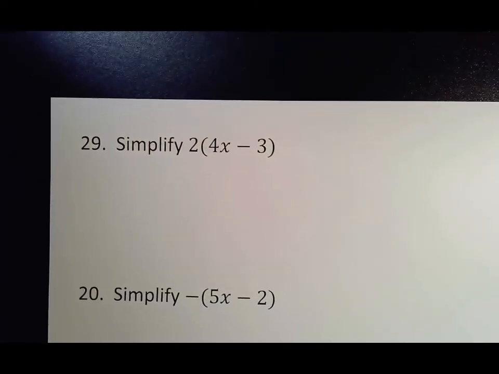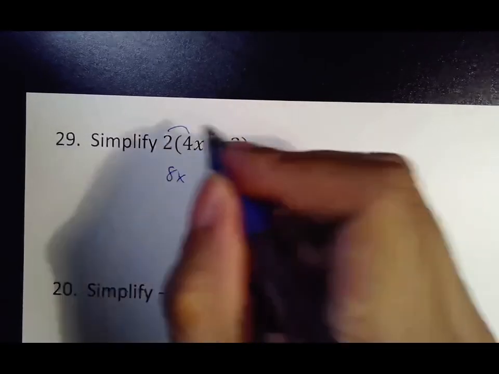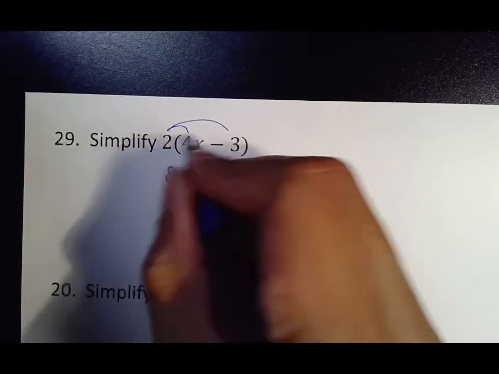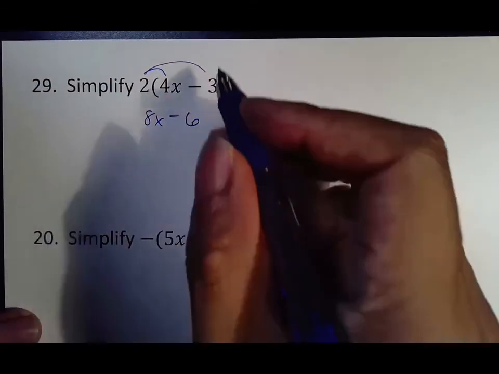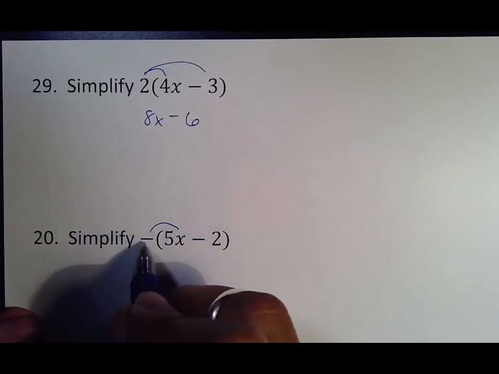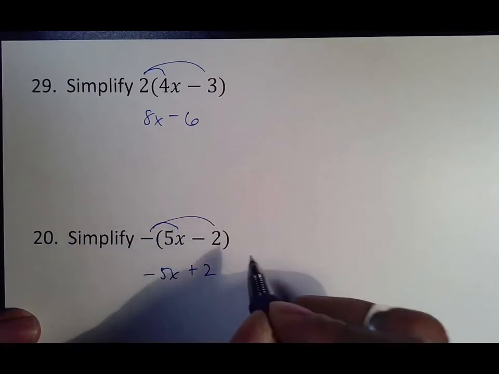And then the last two, which again are just pretty much about the same level. 2 times 4 is 8. Bring down your x. Copy your sign. 2 times 3 is 6, and that's it. And again, the only time that sign switches is whenever you have one of these, which means switch. So that should be a negative 5x and a positive 2.